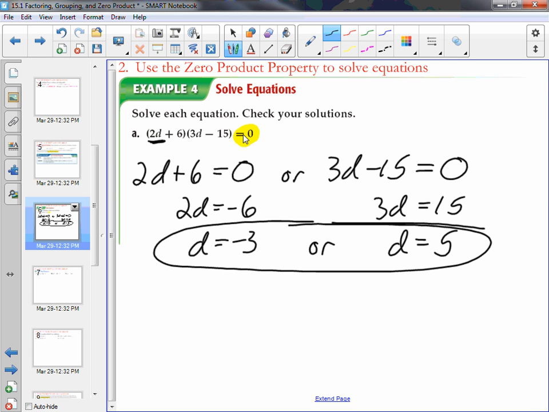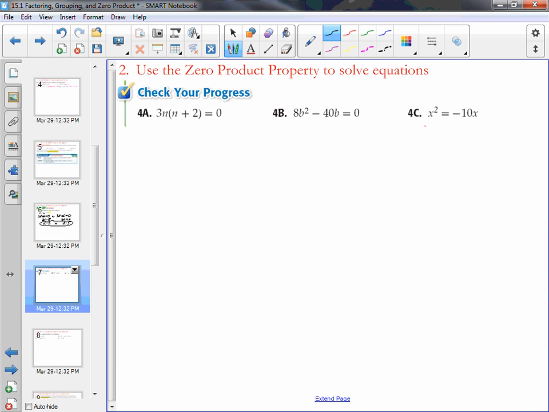And then the same thing with the 5. Put 5 right there. 3 times 5 is 15. 15 minus 15 is 0. I don't care what number's in the first parentheses. Times 0 equals 0. Okay? Any questions? All right.